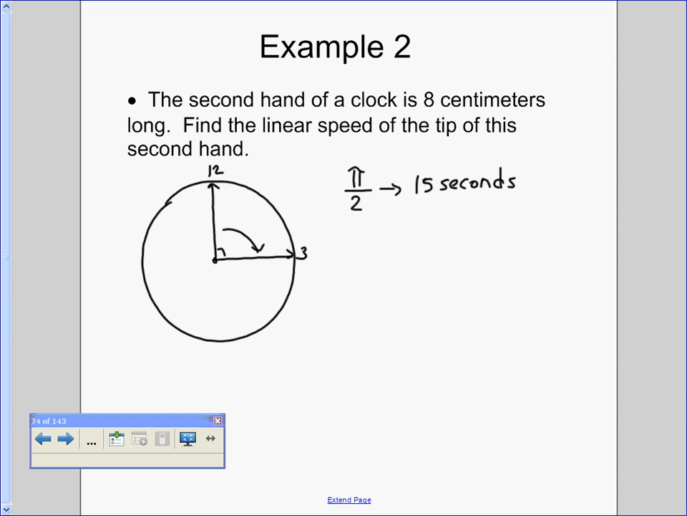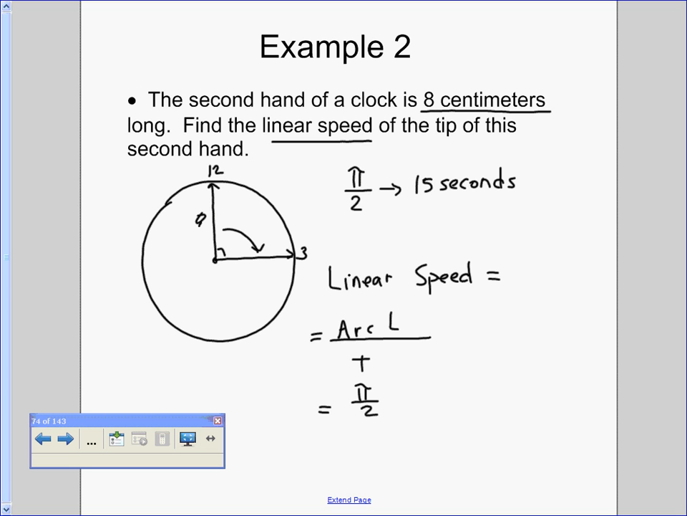All right, and what we're trying to find here is the linear speed. Let's think about what we know about linear speed. We know that linear speed is going to be our arc length divided by our time. And if that's the case, then our arc length is just going to be our pi over 2 times our 8 centimeters, which is the length of this second hand.